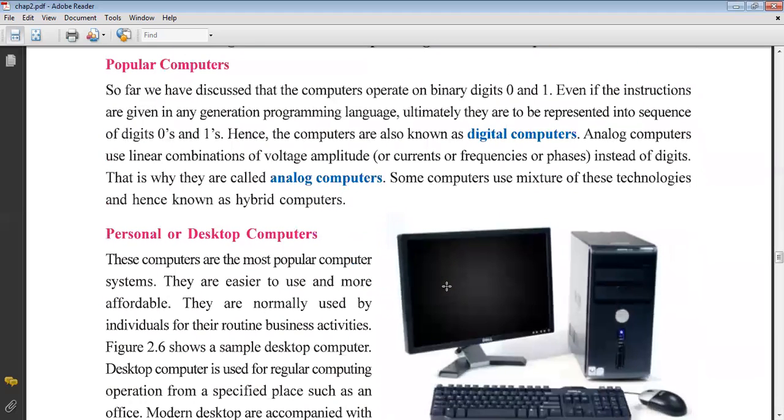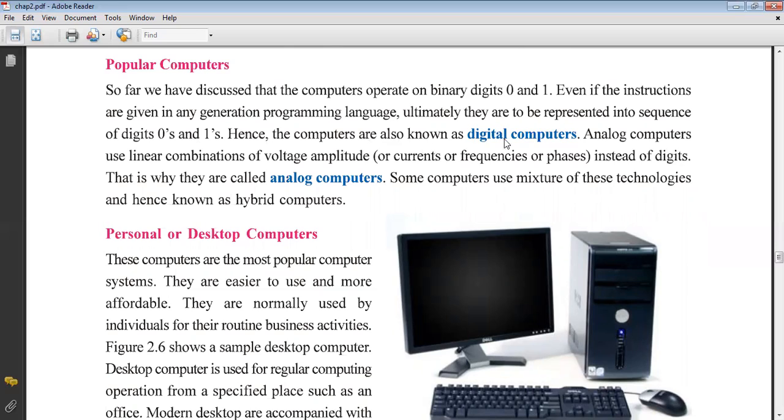Now there are popular computers. So far we have discussed that computers operate on binary digits 0 and 1. Even if the instructions are given in any generation of programming language, ultimately they have to be represented as a sequence of 0 and 1. You must always remember that whatever data is given by you or any other user to the computer in any programming language, it is represented in the computer as 0 and 1.